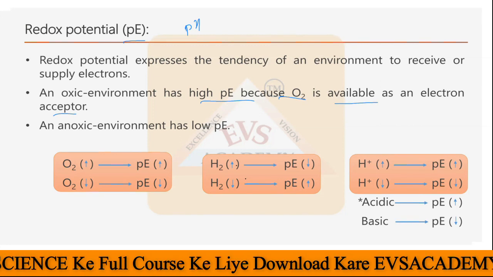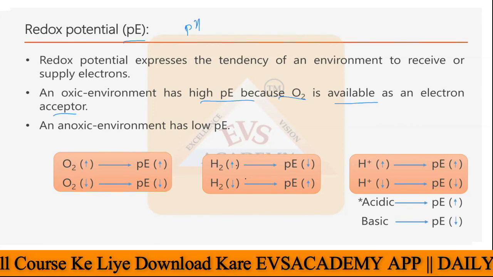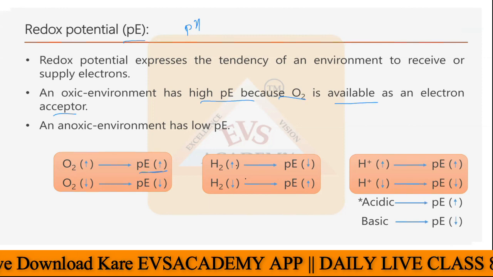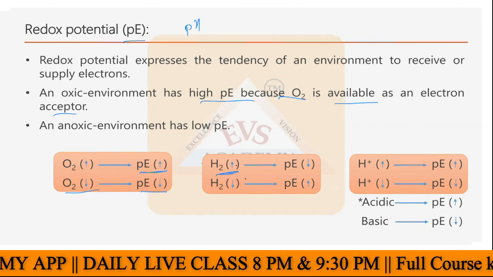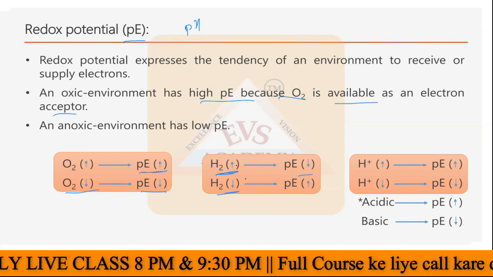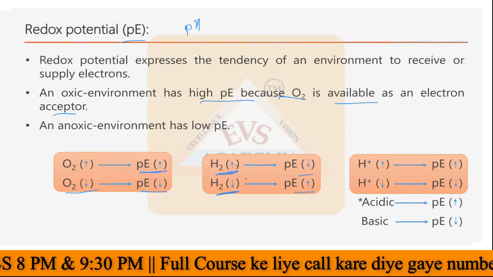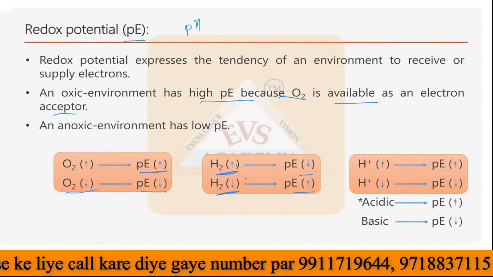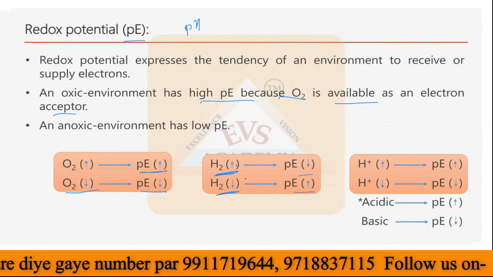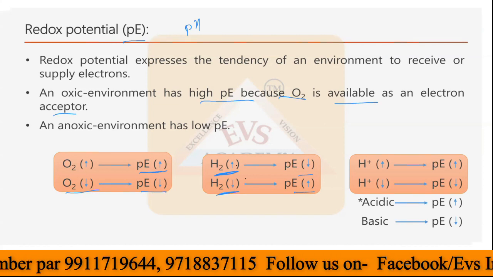If oxygen is present abundantly, then the P value would also be high. If oxygen is low, the P value would also be low. If the hydrogen amount is very high, the P value would be low. If the hydrogen amount is very low, the P value would be high, the opposite of oxygen. But this is important to remember: this is about the H2 gas. And here, suppose we have hydrogen ion.